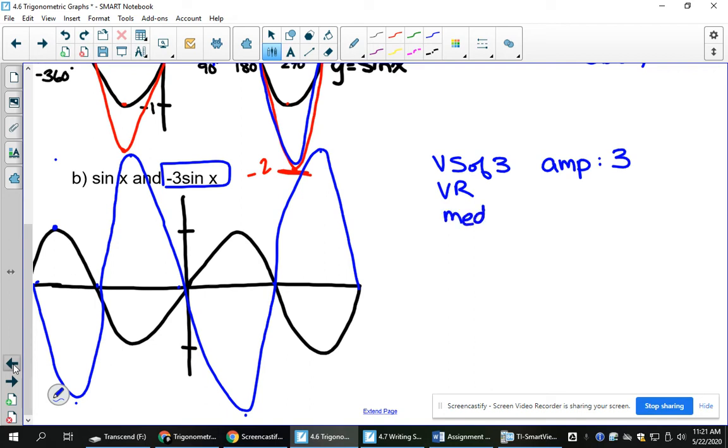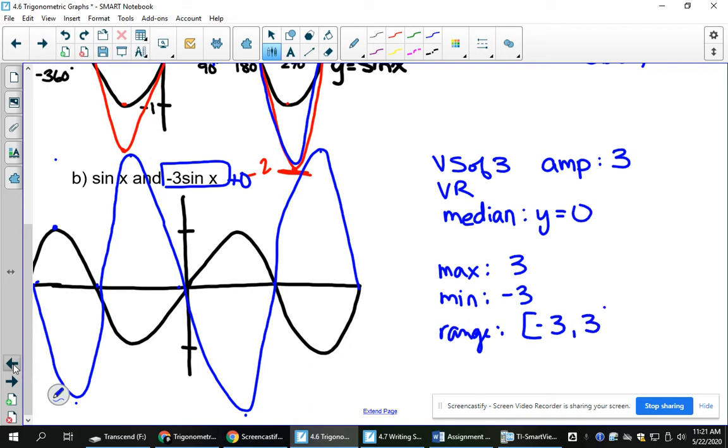What is the median? If my invariant points were still always on the x-axis and the x-axis was my median to start with, it's still y equals 0. My max, I take my median plus my amplitude, I get 3. My min, median minus amplitude, -3. Range, from the smallest number to the biggest, square brackets. Period: nothing changed about my period here, so 360 degrees or 2 pi.